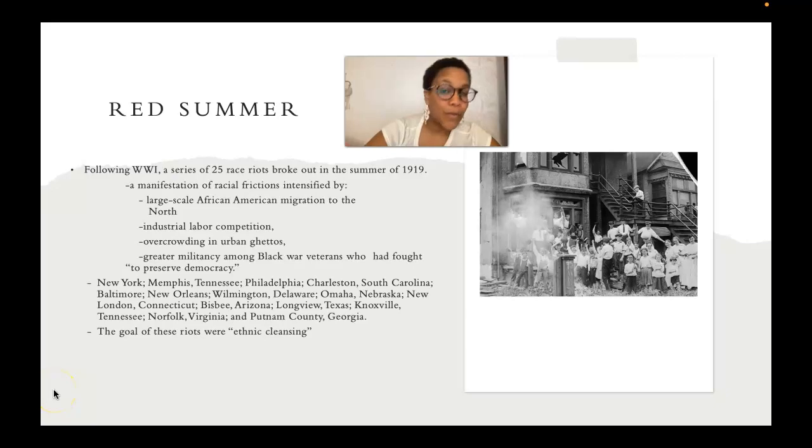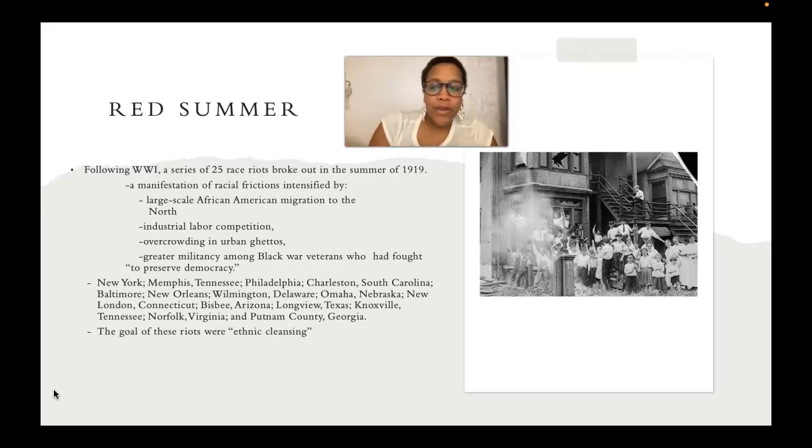So following World War I, there's a series of 25 race riots that broke out in 1919, over the span of 10 months, most of which took place in the summertime. And we term this time Red Summer. Red meaning violent bloodshed, right? That's what the red stands for. Not passion.